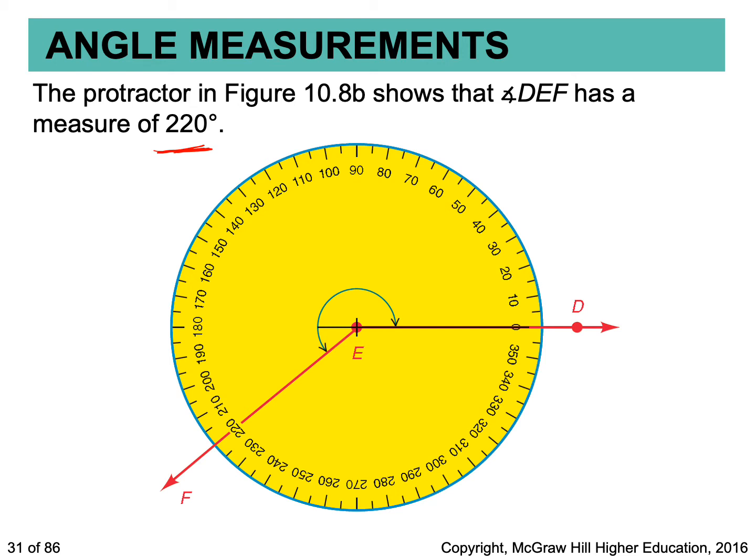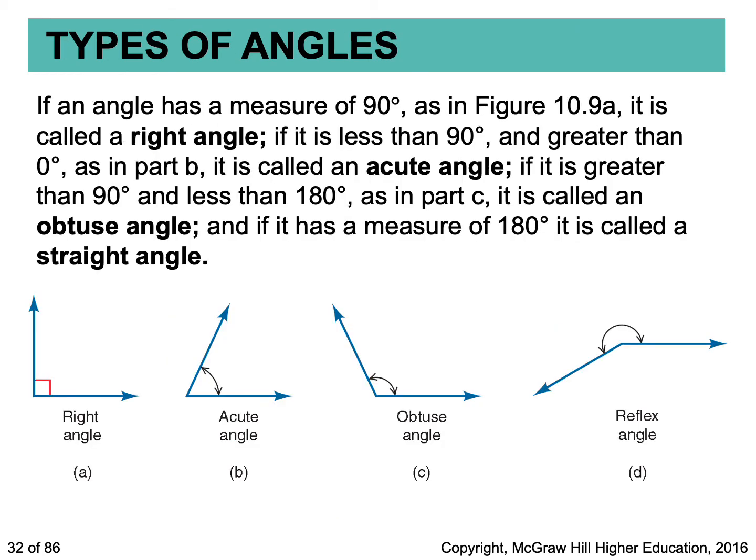And here you can see that you have an angle that's more than 180 degrees. The green arc is showing you that the angle DEF is opened up that way. So that's a reflex angle. And here are all 4 types of angles.